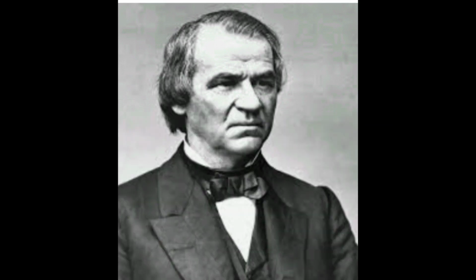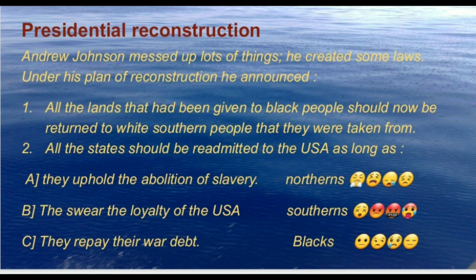After Lincoln's death, though, presidential reconstruction happens. Andrew Johnson messes up a lot of things. He created some laws under his plan of reconstruction. He announced, firstly, that all the lands that had been given to black people should now be returned to the white Southern people that they were taken from.